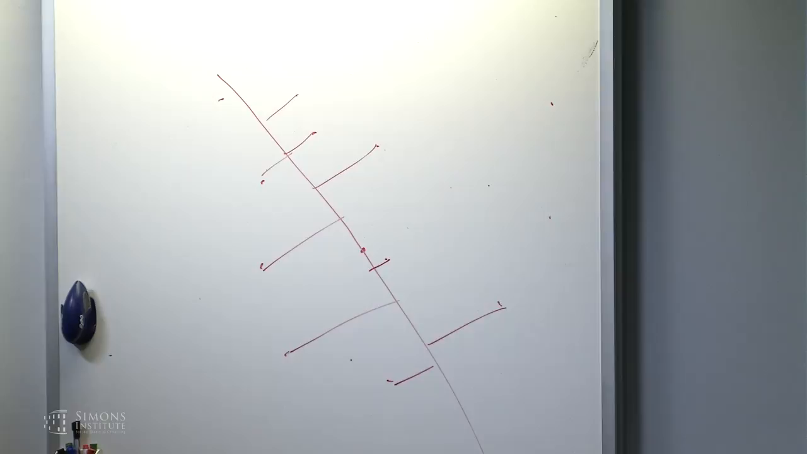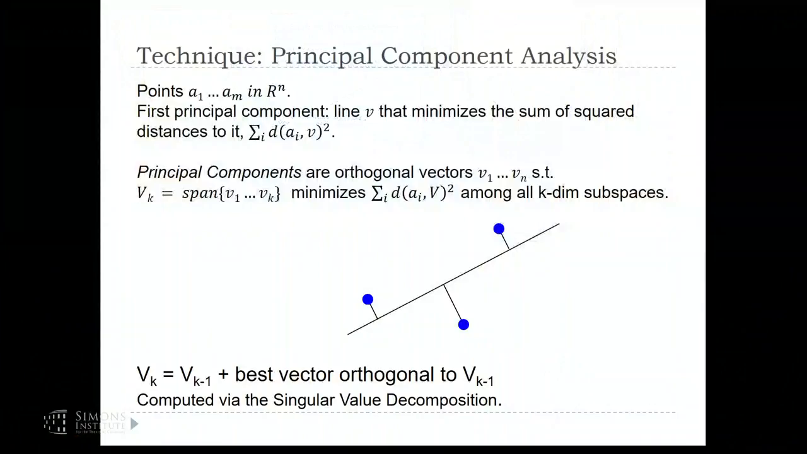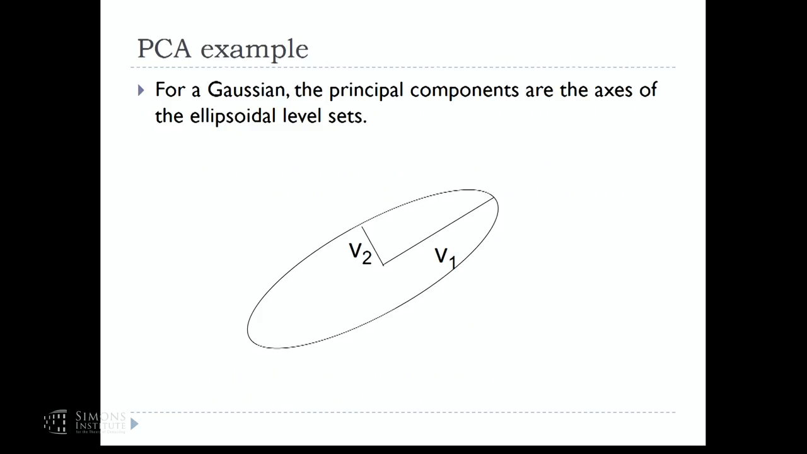Now this gives us a couple of things, from the fact that it's the sum of squares. First, you can use a greedy algorithm to find the best k-dimensional subspace, where you find the best one, project orthogonal to that, find the next best one, and so on. And you can compute this very efficiently through singular value decomposition. It's one of the core components of numerical analysis, doing this very efficiently, and it's been done for decades now. Okay. So just to have a picture, for a Gaussian, the principal components will be the axes of this ellipsoid, right?